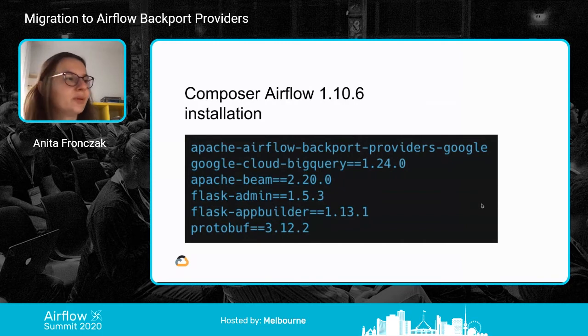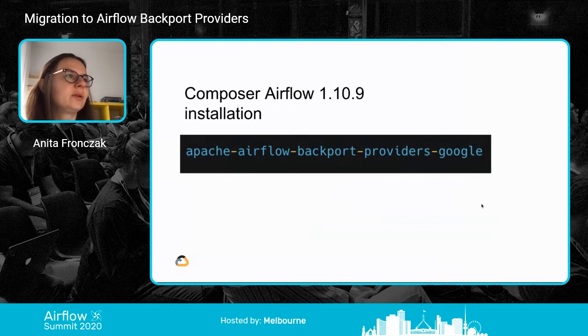Installation in Cloud Composer is a little bit complicated right now, I must admit. It should change soon, but right now when you're upgrading and using new Airflow Backport Providers, you're upgrading underlying GCP library. And to make everything work, you have to upgrade all those libraries together. For Airflow 1.10.9, which will be released pretty soon, you only need to install this one package using Cloud Composer UI. So that's good.